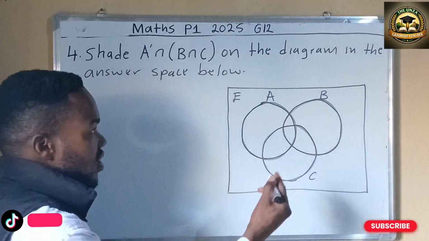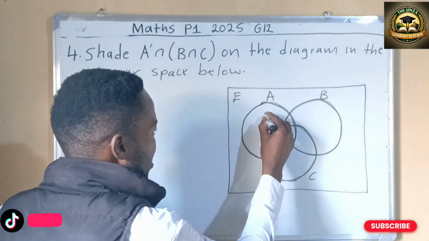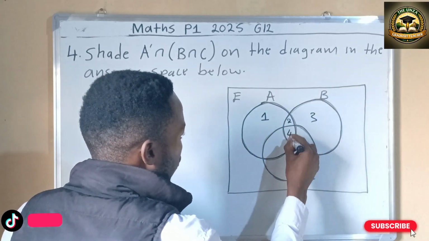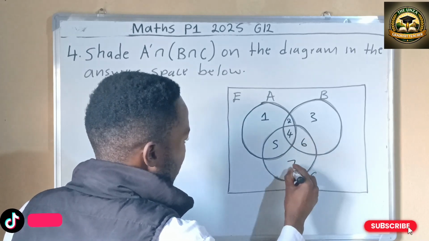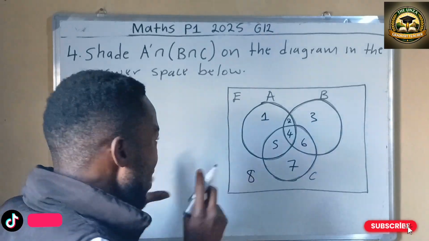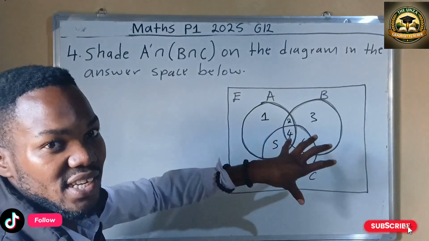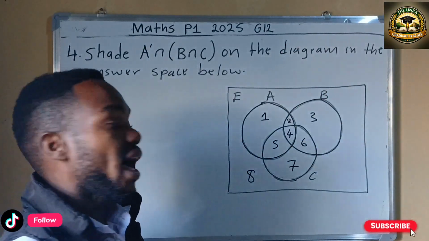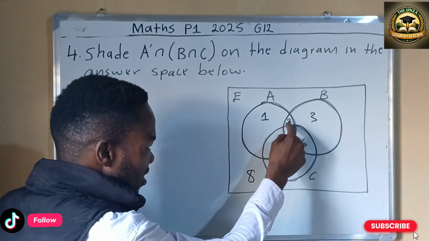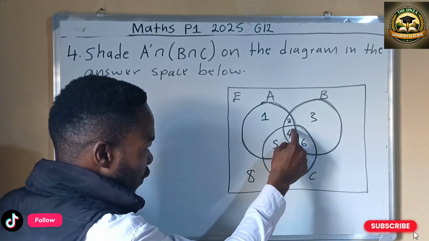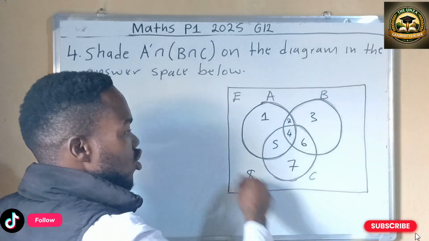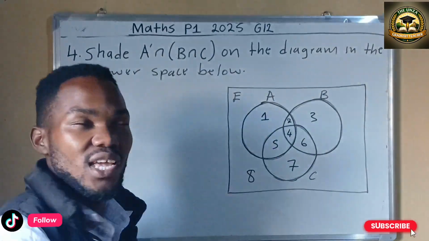So you can just put the numbers to represent the regions. You say 1, 2, 3, 4, 5, 6, 7. Then the outside region you can say 8. So whatever number is going to remain here, that means that's the region that you are going to shade. So 1 represents all this region, 2 just this region, 5 this region, 4 this region, we want the middle. Then 8 represents all the outside region. When 8 remains, that means you are going to shade all the region outside.